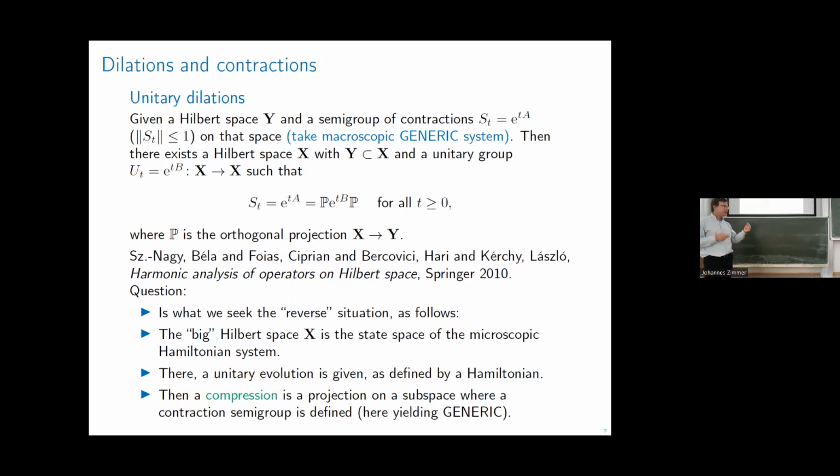So the idea is we are given an infinite dimensional Hamiltonian system representing the molecular system. It's a unitary evolution, and then we want to find a compression, a projection on a finite dimensional space that gives us the generic system. And then we want to learn about the generic system. So that is what we will have ahead of us as a programme.